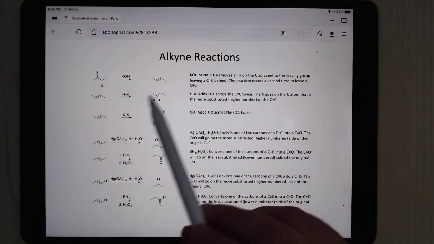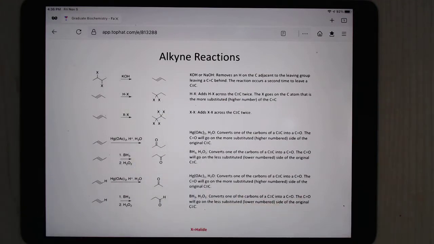Okay, so if there is a preference, for HX, right? Remember the halide's going to go on the higher ordered side. Okay, remember that, but they are going to end up on the same carbon.